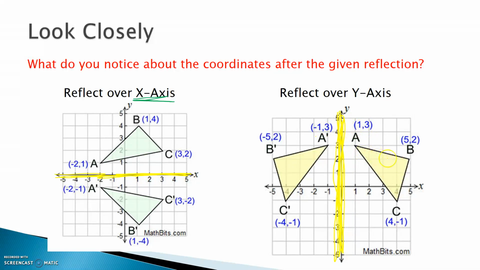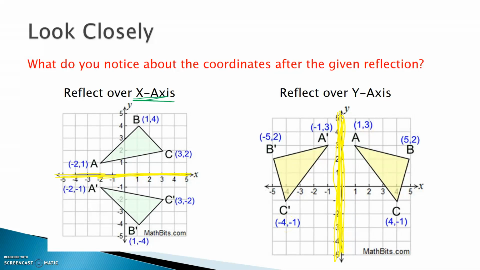What about for my B's? B is sitting here at 5, 2. So the y value is 2. And B prime, the y value is still 2. But what happens to my x? It goes from 5 to negative 5. Now, what about C? Well, C to C prime, it went from negative 1, still the y, but now my x value from C to C prime went from 4 to negative 4.